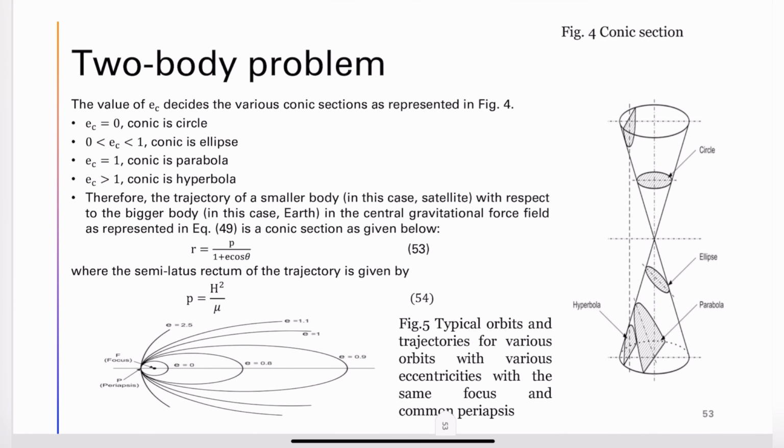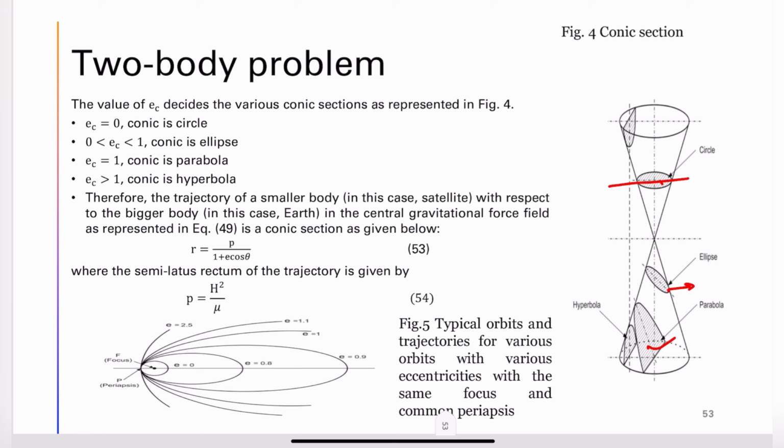Now, if this eccentricity is 0, then it is a circle, a proper cross section of a conic. If the eccentricity is between 0 and 1, then the path will be an ellipse. If it is equal to 1, it's a parabola. If it is greater than 1, then it is a hyperbola.